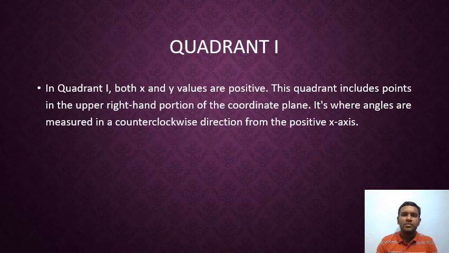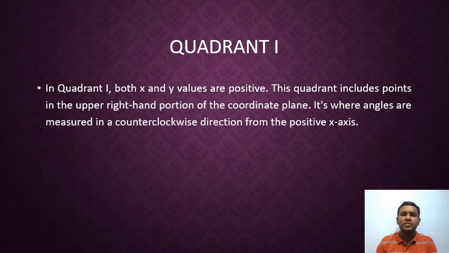Now let us look at the first quadrant. Let's go through all the four quadrants one by one. In quadrant 1, both x and y values are positive. This quadrant includes points in the upper right hand portion of the coordinate plane. It's where angles are measured in a counterclockwise direction from the positive x-axis, the positive x-axis on the right side. From there, in a counterclockwise direction, the angle with respect to origin is measured. And here, as we saw, both the values are positive. This is about the first quadrant.